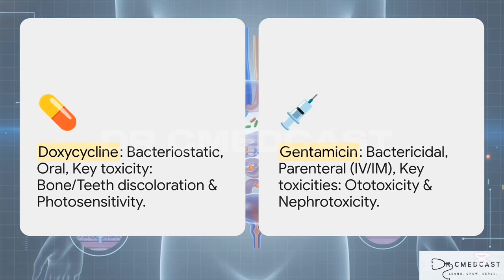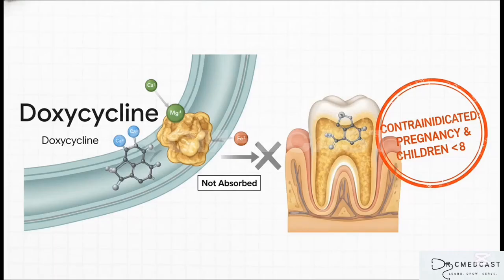Doxycycline is bacteriostatic, and you take it orally. Gentamicin is bactericidal and has to be given parenterally. Their toxicity profiles are also completely different and totally high yield. For doxycycline, you need to associate it with bone and teeth discoloration. For gentamicin, the key toxicities are to the ear and the kidney. That's ototoxicity and nephrotoxicity.